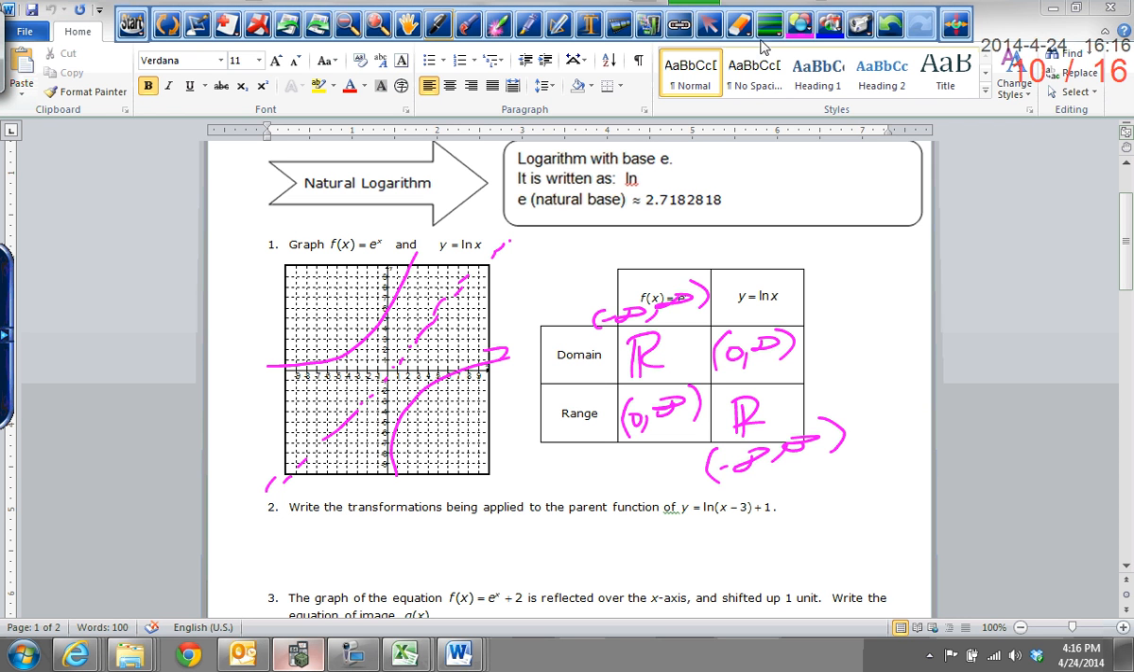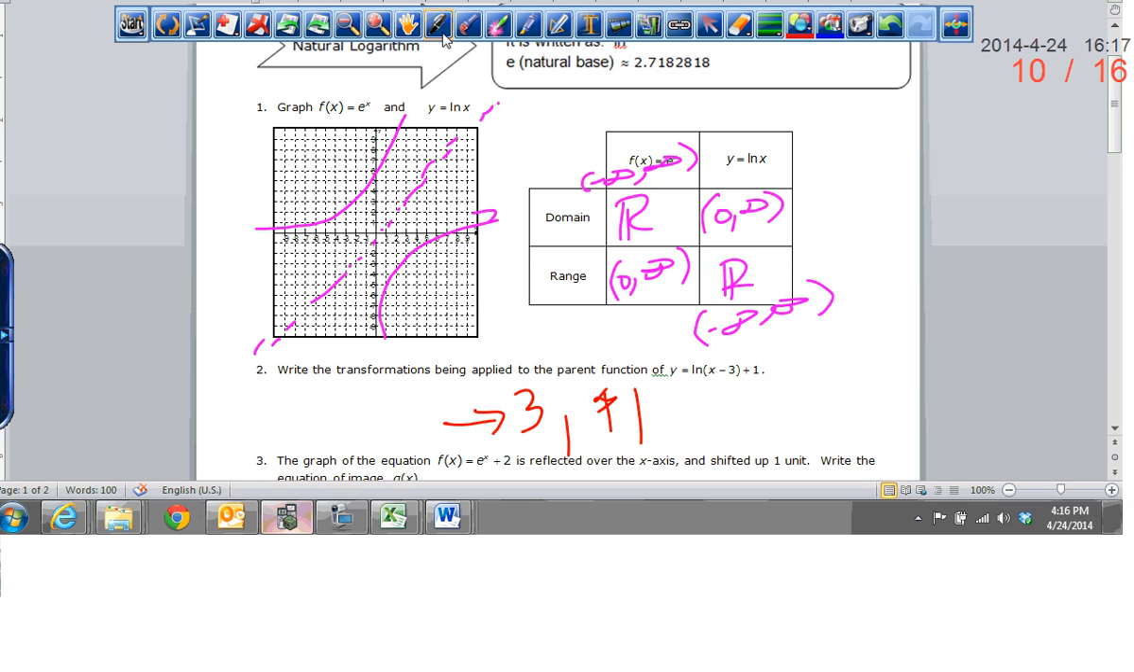Okay. Transformation rules for our graph stay the same. So if I have a minus 3, that moves it to the right 3. The plus 1 moves it up 1. All right. For number 3, it wants us to rewrite an equation. So g of x, if I reflect it across the x-axis, that's going to put a negative sign on the x. And then if I'm already at plus 2, I'm going up 1 more. That would be plus 3. And that's it for that one as well.